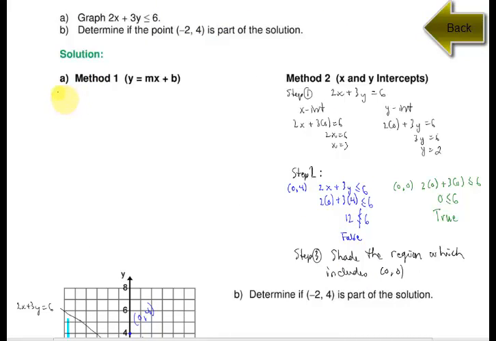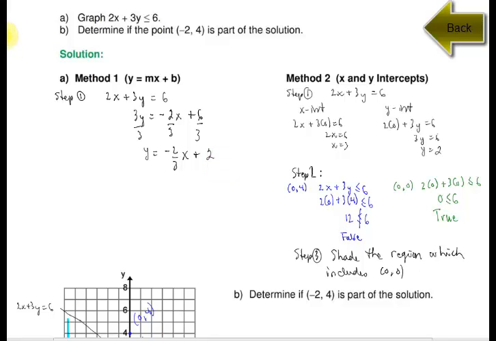Step 1 and step 2 essentially are the same for both methods. You want to graph the corresponding equation. So our corresponding equation is 2x plus 3y equals 6. And because we want to graph using y equals mx plus b, that means I want to isolate for y. So my 2x will go to the right. It becomes negative 2x. So I have negative 2x plus 6. Divide everything through by 3. And I get that y is equal to negative 2 over 3x plus 2.